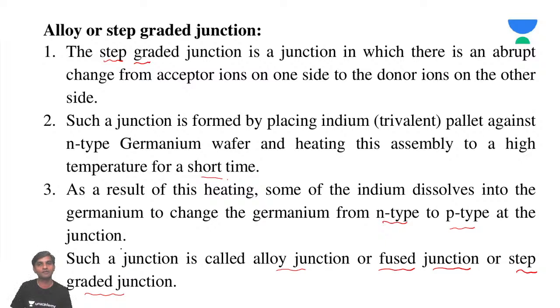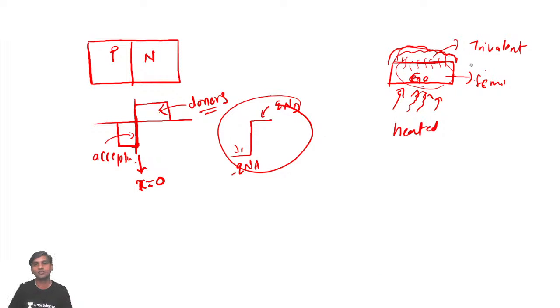So how will we make it, sir? We take one semiconductor, and on it you place a trivalent impurity and it is heated. Now what happens, sir? This trivalent impurity is diffused into the given semiconductor material. Then there exists a junction, so we name it a PN junction.